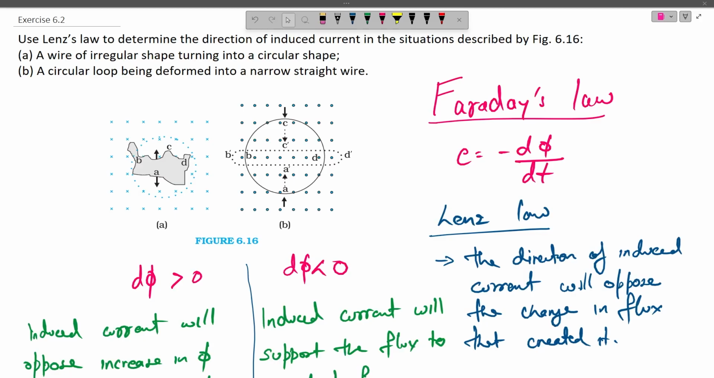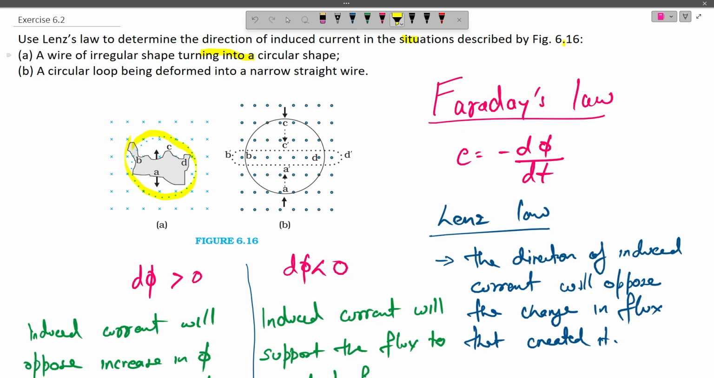The question says, use Lenz's law to determine the direction of induced current in the situations described in figure 6.16. A wire of irregular shape turning into a circular shape. This figure describes a wire that is of irregular shape and it is turning back into a circular shape.